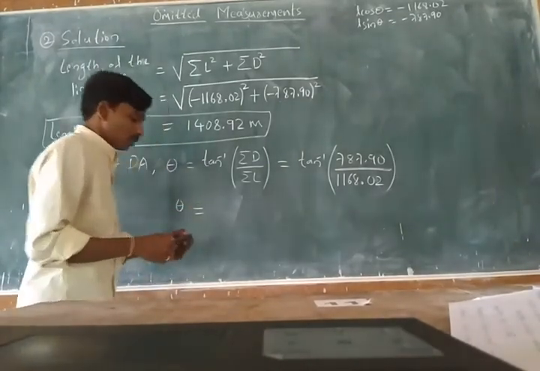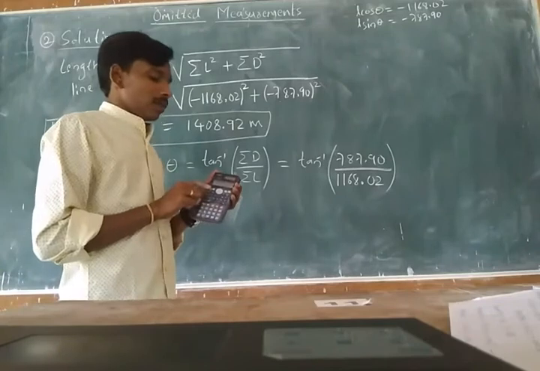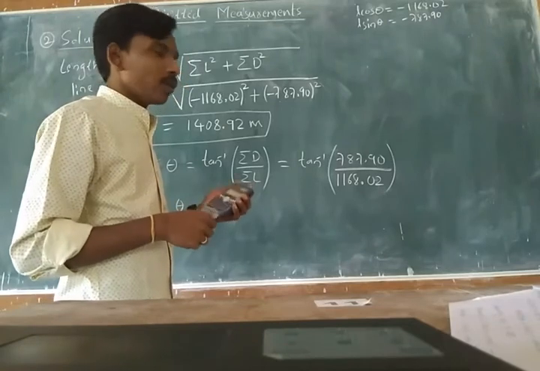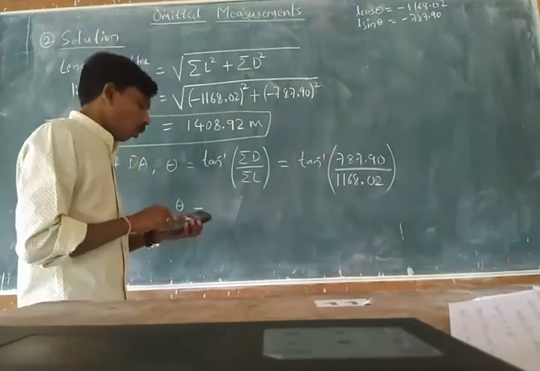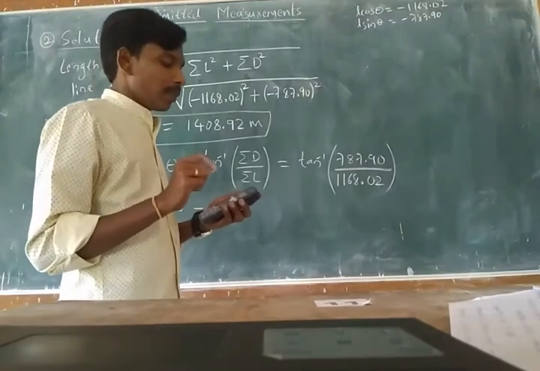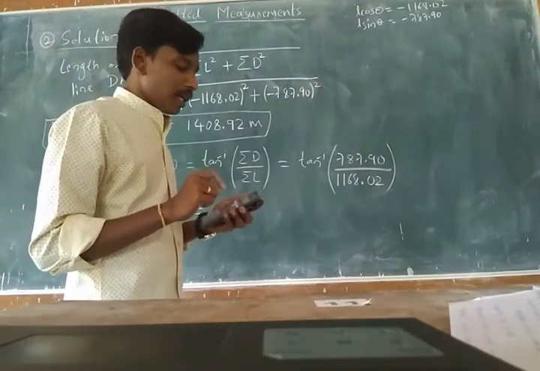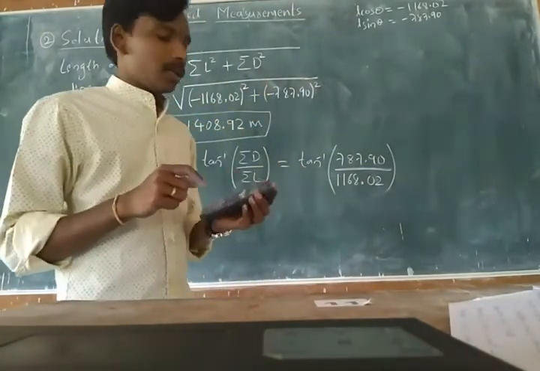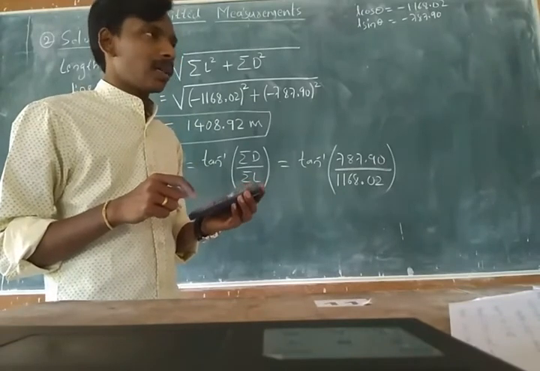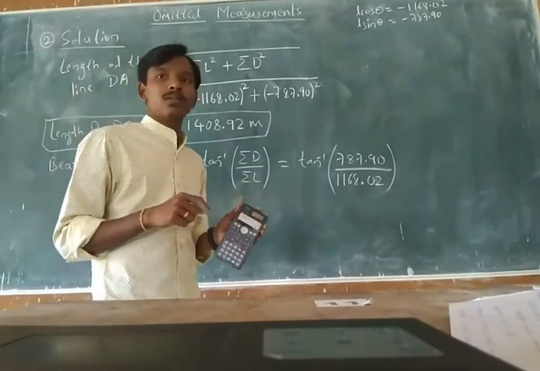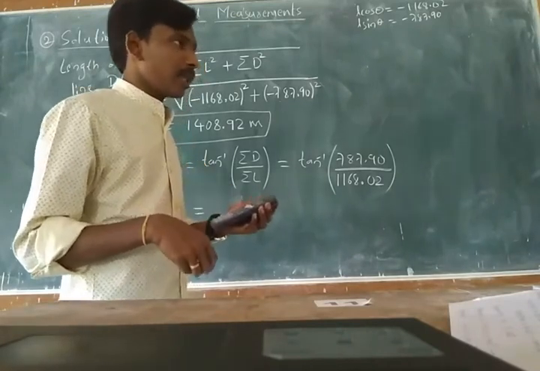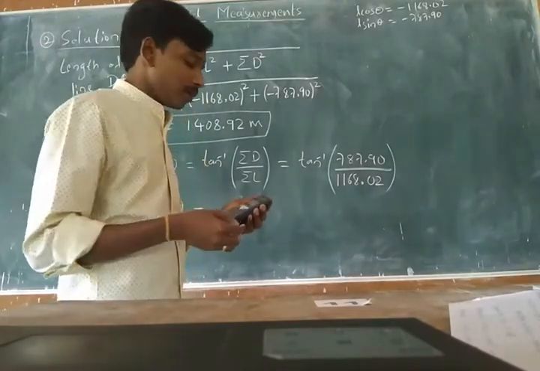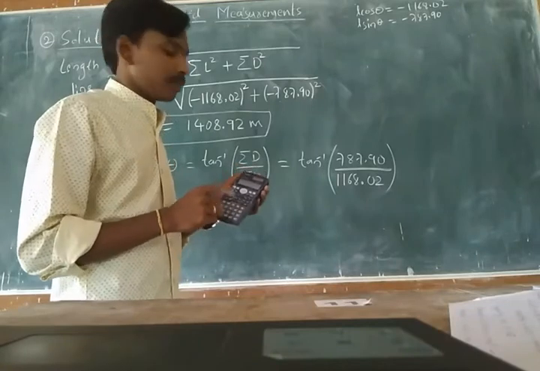Now calculate. Click the shift button, then click the tan button. Now it will be tan inverse. So open the bracket. As it is an MS calculator, we always have to open a bracket. Some students have an ES calculator, and in that calculator the bracket is opened by default, but here we have to open the bracket manually.